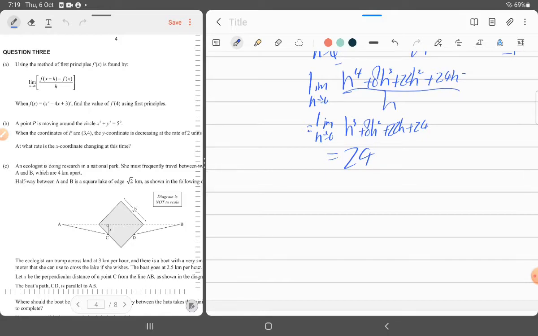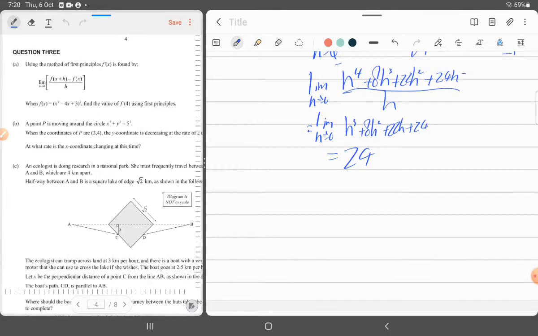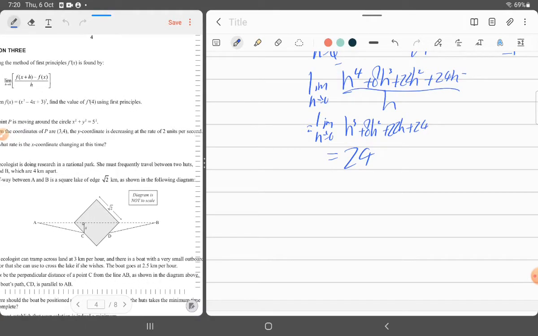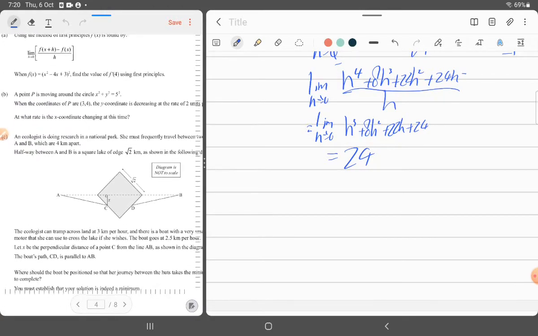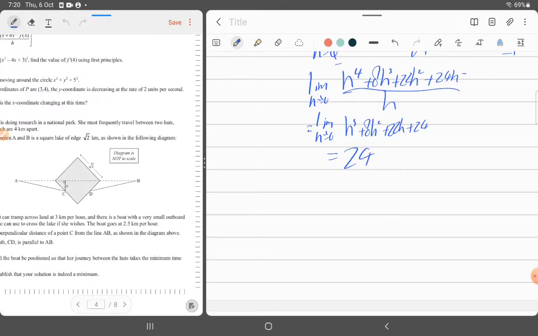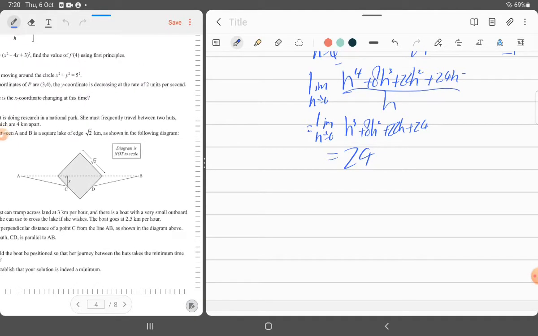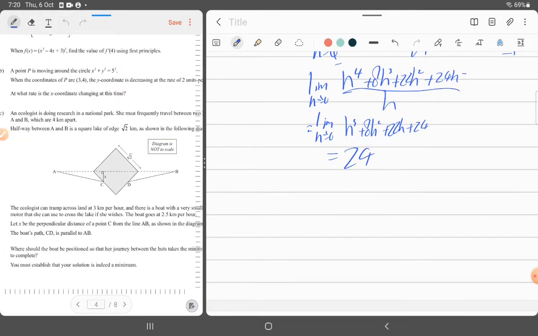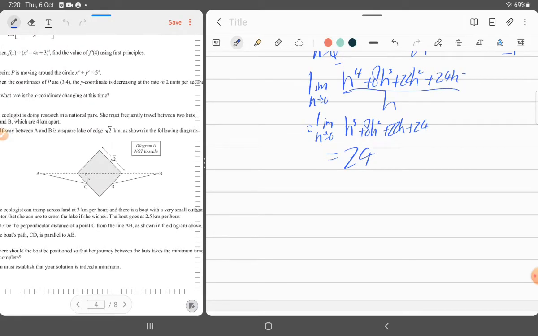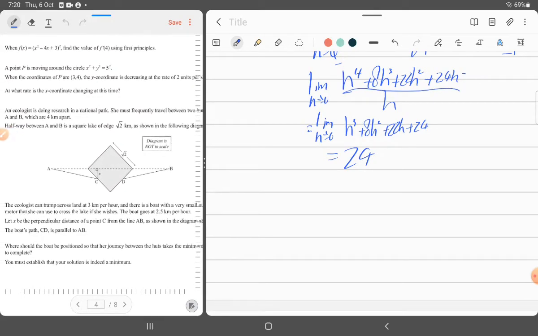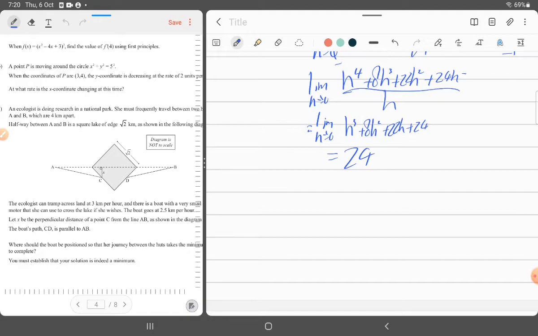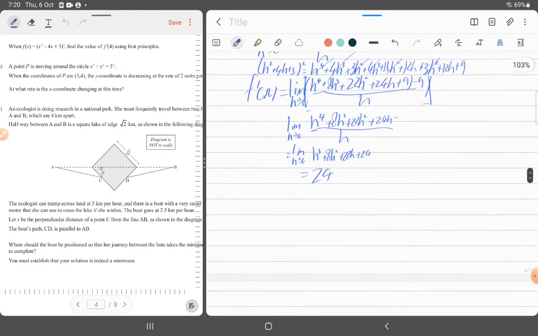A point is moving around the circle, and the coordinates of P are 3, 4. The y coordinate is decreasing at the rate of 2 units per second. At what rate is the x coordinate changing at this time? So we want to implicitly differentiate.